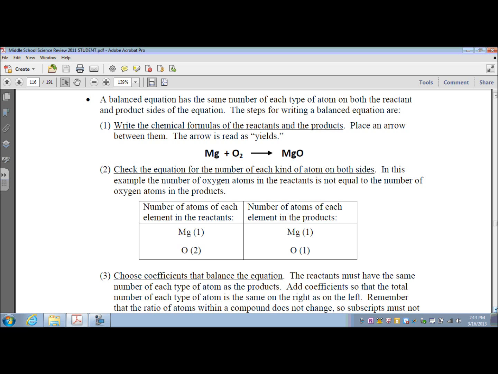Step 2. Check the equation for the number of each kind of atom on both sides. In this example, the number of oxygen atoms in the reactants is not equal to the number of oxygen atoms in the products. So if we look here, there's 1 magnesium, 2 oxygens. Whereas on the product side, there's 1 magnesium and only 1 oxygen.